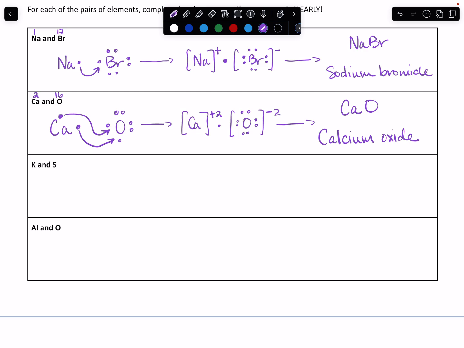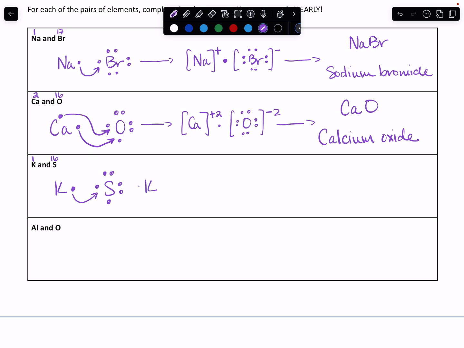So we've got potassium, which is in group 1, and sulfur, which is in group 16. So potassium has a single valence electron. Sulfur has 6 valence electrons. So we're going to transfer the electron from potassium to the sulfur, and potassium is now stable, right? It's got its 8 valence electrons, but sulfur is not stable. It has 7 now, right? So it needs one more electron. So how do we get that?